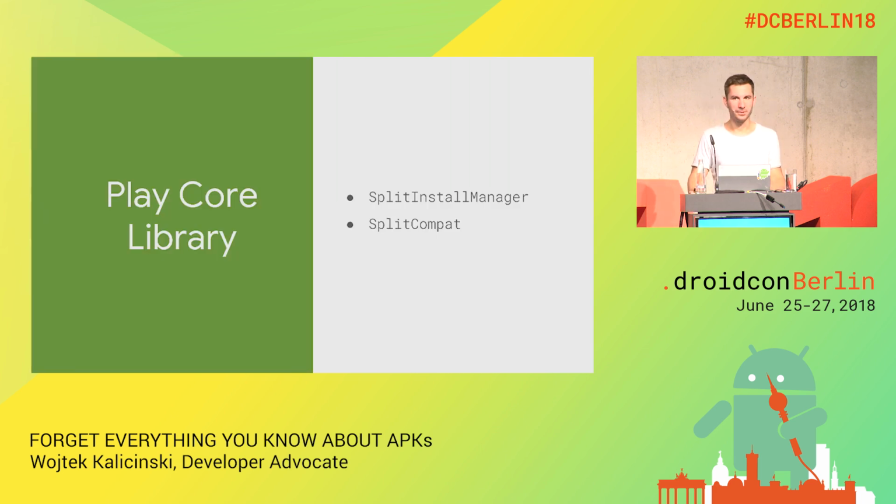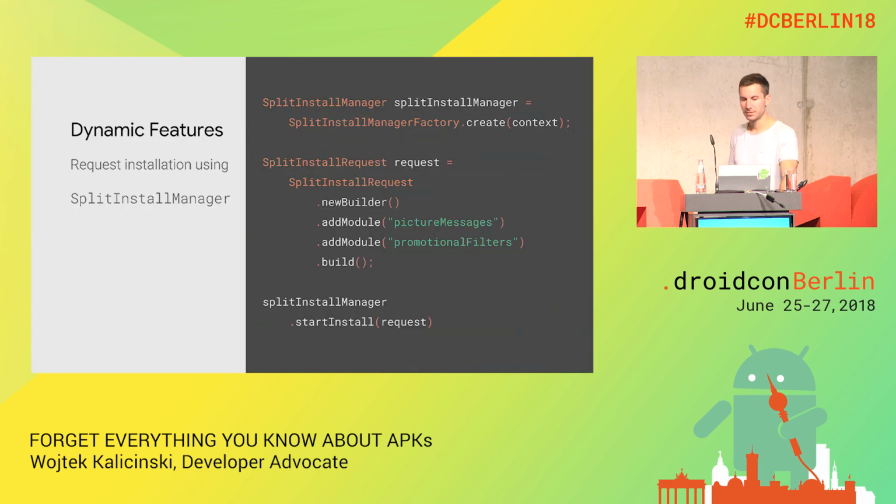So how do you actually use those? How do you then do the dynamic code loading, and how do you pull them down from the Play Store? There's a new library, a new SDK you might call it, called the PlayCore library. And it includes the two most important parts that you, as developers, will probably interact with. One is the split install manager, and the other is split compat. So first of all, in order to request installation of these on-demand features, use the split install manager.